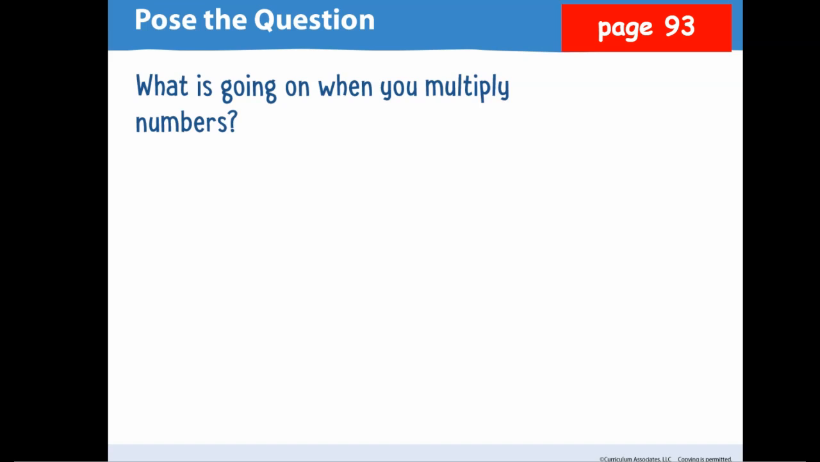Remy? It's kind of like you're adding. Skip counting is when you add them. Okay, what else is going on? Do the numbers increase or decrease? They increase, yeah, they get bigger. Okay.